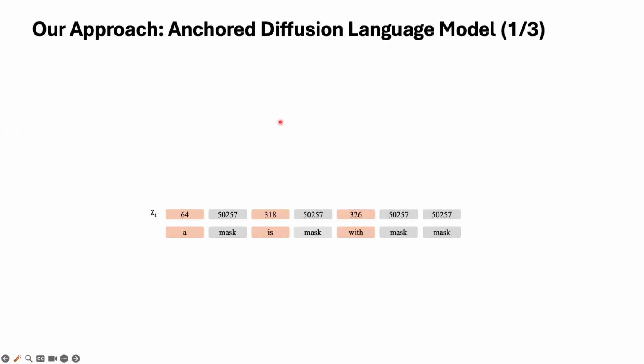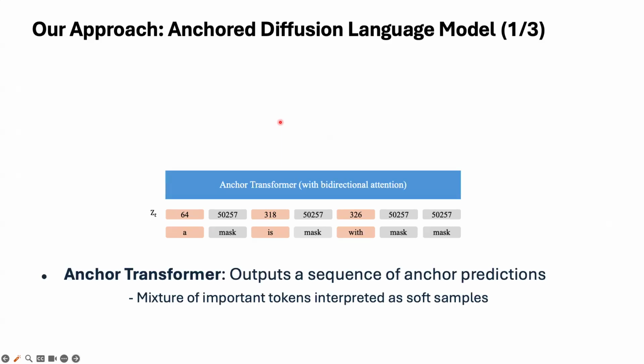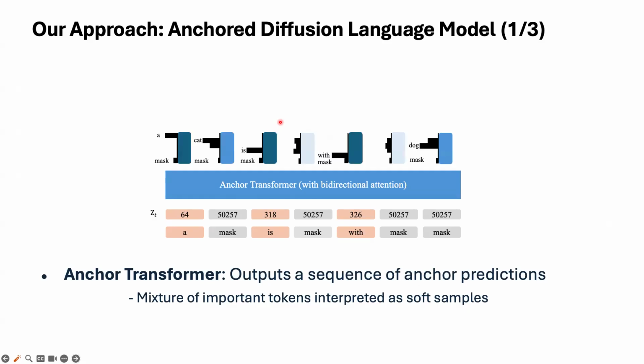The idea is essentially the following. I'll show the inference pipeline, then the training pipeline, then some theoretical results, and then empirical results. That's the flow. So first, the inference pipeline. You have "a mask is mask with mask", just as before. What we first construct is an anchor transformer. The anchor transformer does not predict tokens. It predicts soft tokens, or distributions. They are dictionary-length vectors, but it's not a token, it's a distribution.